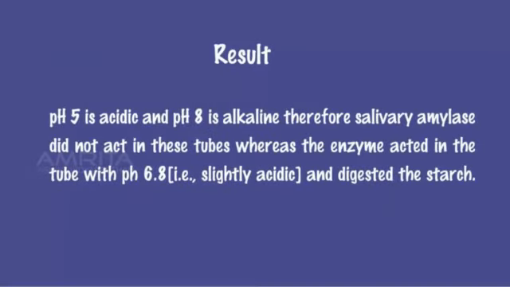Results: pH 5 is acidic and pH 8 is alkaline. Therefore, salivary amylase did not act in these tubes, whereas the enzyme acted in the tube with pH 6.8, that is slightly acidic, and digested the starch.